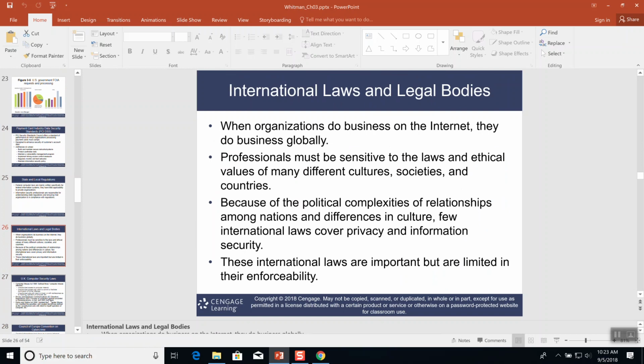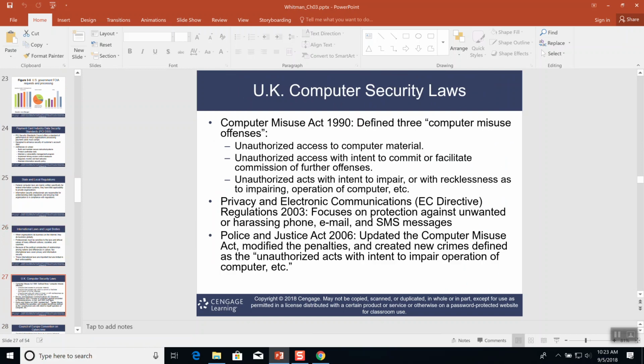Do business on the internet. You do it internationally. Nothing too exciting there. Computer Misuse Act of 1990. That's kind of old. Privacy in Electronic Communications, EC Directive, focuses on protection against unwanted or harassing phone, email, and SMS messages.